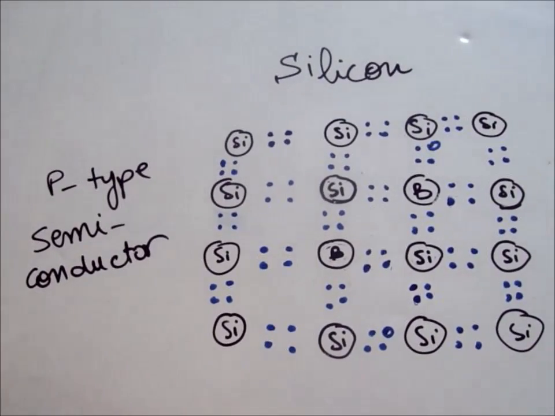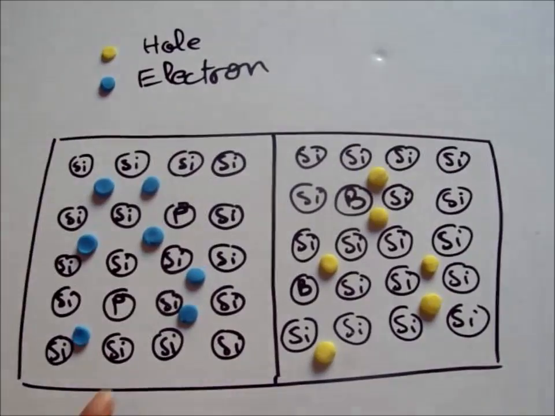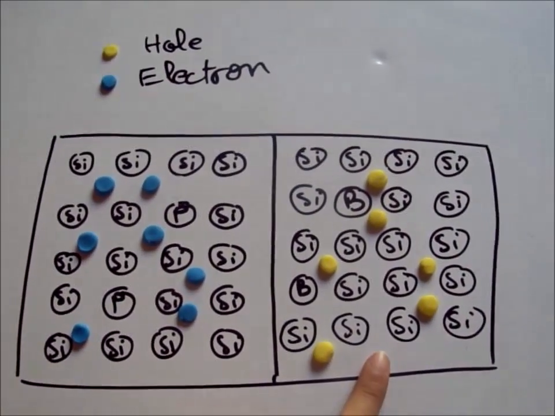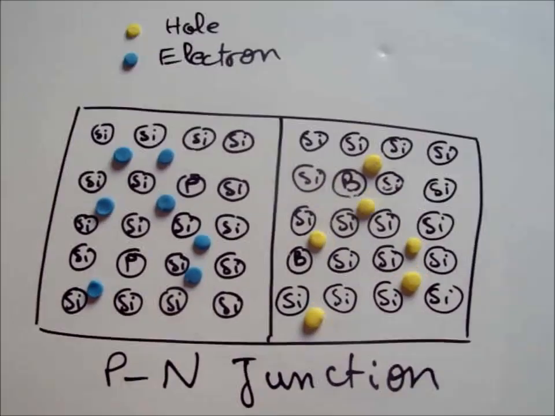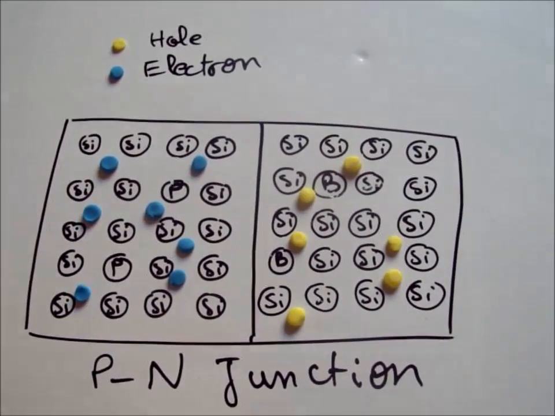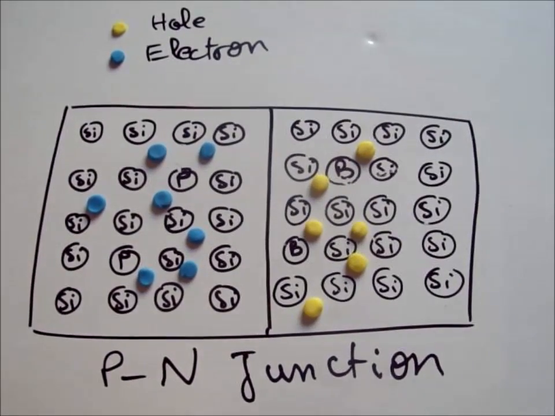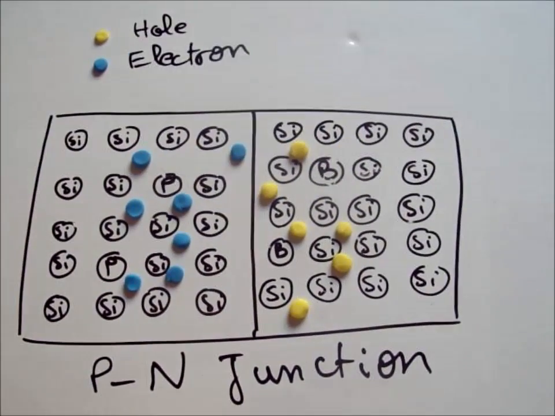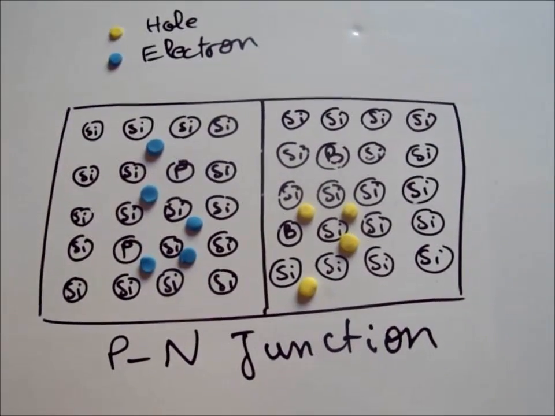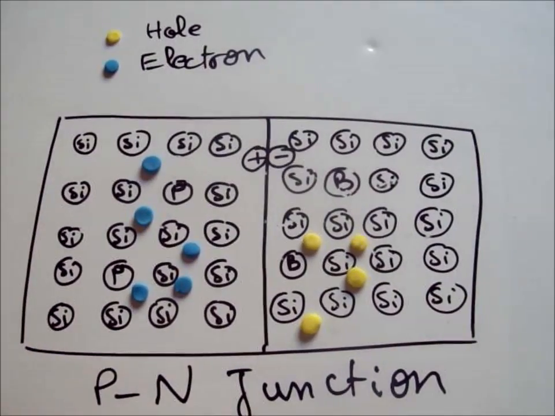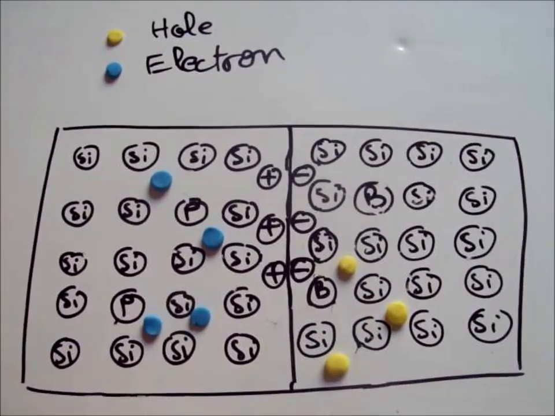This type of semiconductor is called a P-type semiconductor. The area where the P semiconductor and the N semiconductor combine is called a P-N junction. What happens next is that the free electrons from the N semiconductor move towards the P-type semiconductor, and holes in the P-type semiconductor move towards the N-type semiconductor. In the junction, electrons and holes recombine and they mutually neutralize.